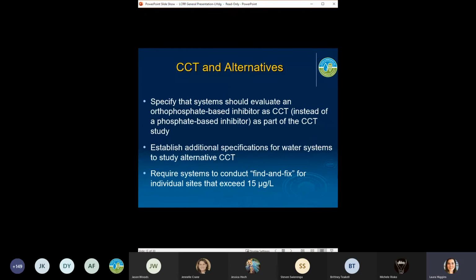As part of the study, the rule requires that systems evaluate an orthophosphate-based inhibitor as a corrosion control and establishes additional specifications for water systems to study alternative corrosion control. It also requires systems to conduct a find and fix for individual sites that exceed 15 micrograms per liter.